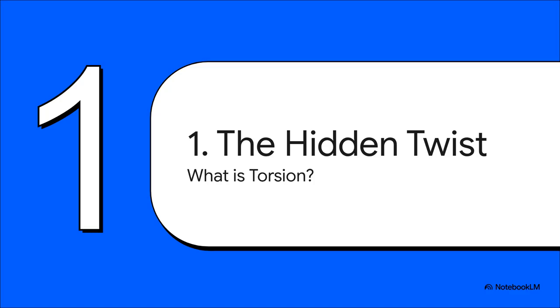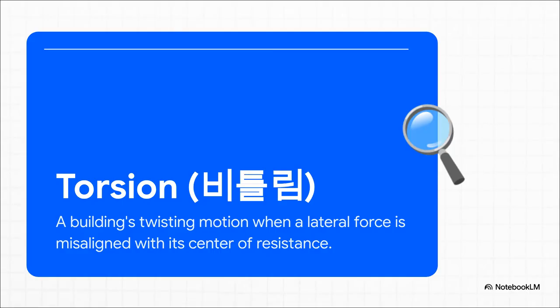What in the world is this hidden twist? You know, when it comes right down to it, torsion is just a fancy word for twisting. That's it. When a lateral force, think big wind gusts or an earthquake shake, doesn't hit a building's strong point dead on, the building is literally forced to rotate. And that rotation, that is torsion.